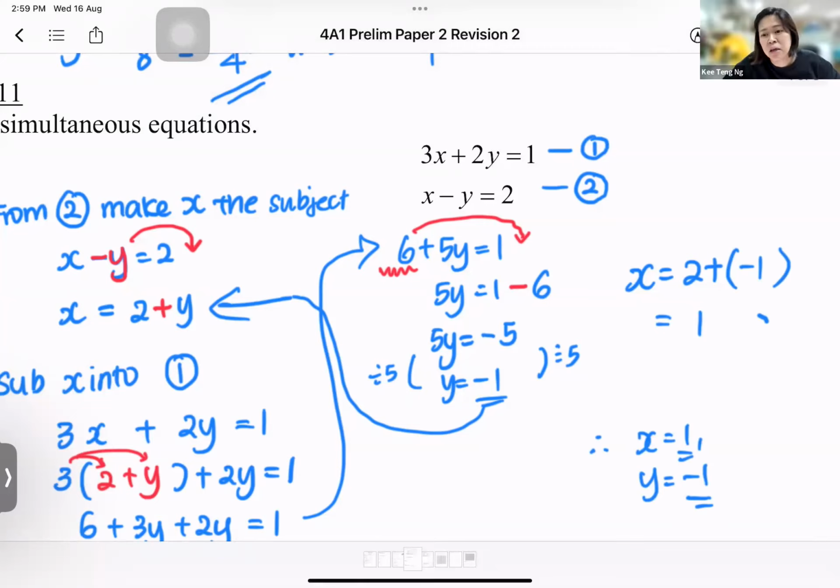Okay, anyone try already? Sarah, do you manage to get the correct answer? Yes, okay, this time around can get correct. Very good. Okay, hopefully y'all can get it correct too during the test, during the examination.